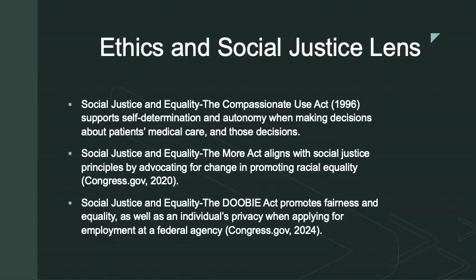The ethics and social justice lens of these three different policies that I've chosen. The first one is the Compassionate Use Act. It supports self-determination and autonomy when making decisions about patients' medical care. The MORE Act aligns with social justice principles by advocating for change and promoting racial equality. And the DOBI Act promotes fairness and equality as well as an individual's privacy when applying for employment at a federal agency.